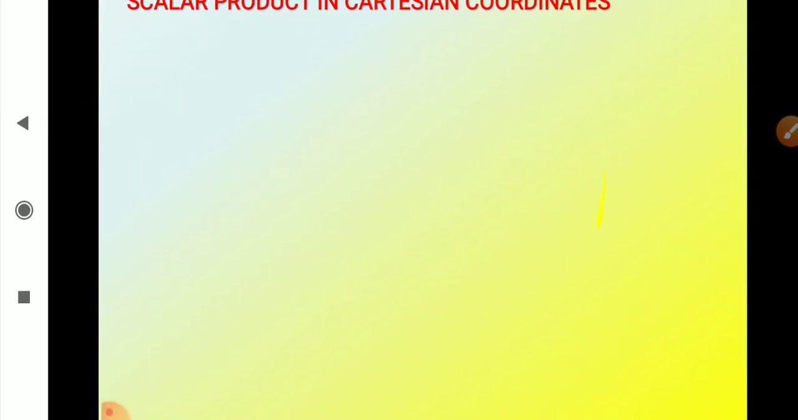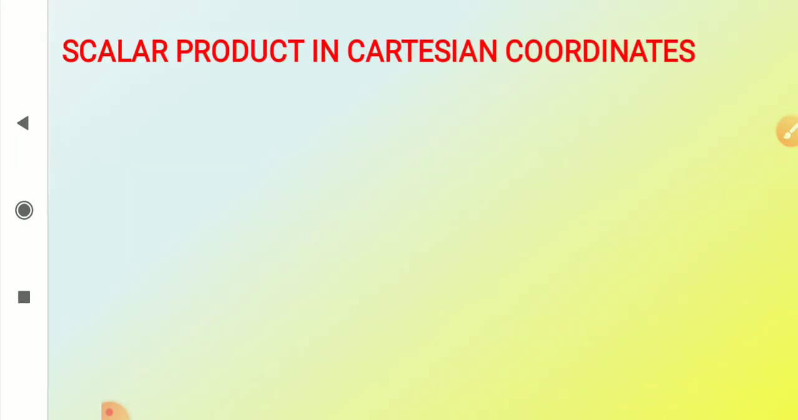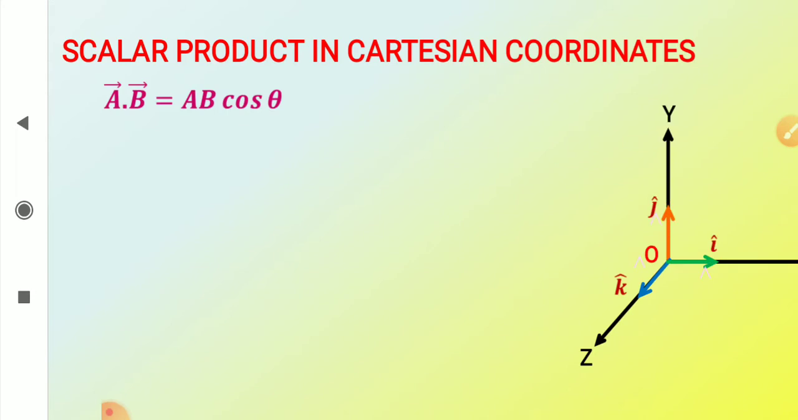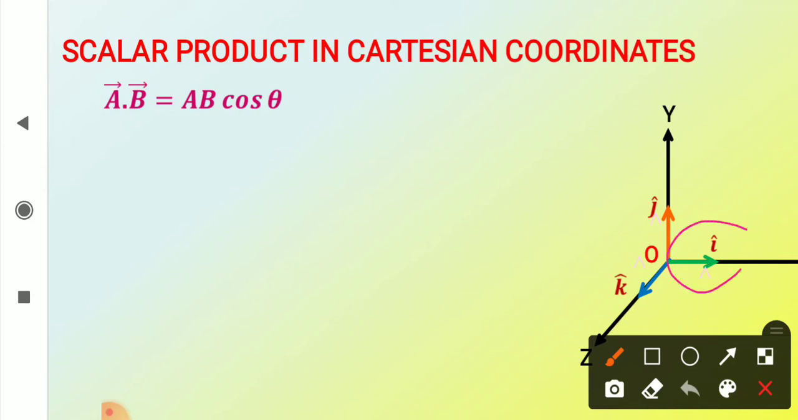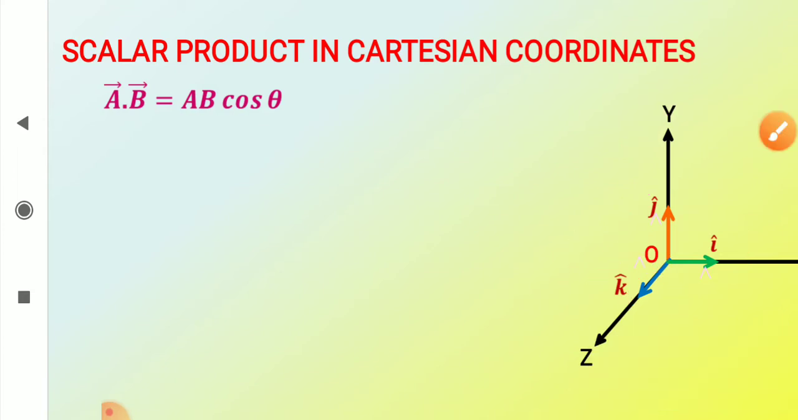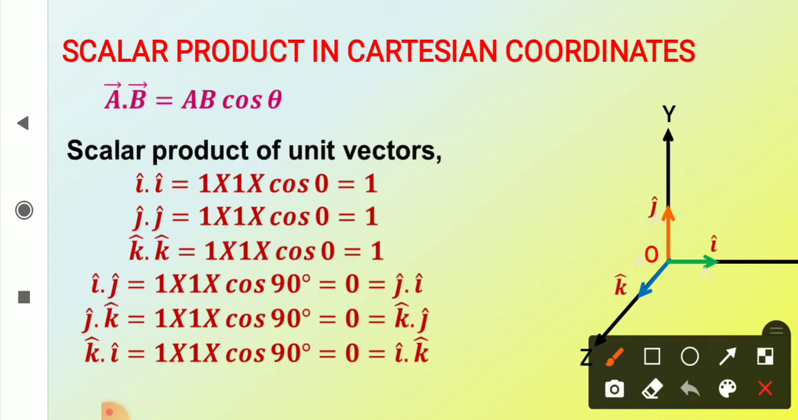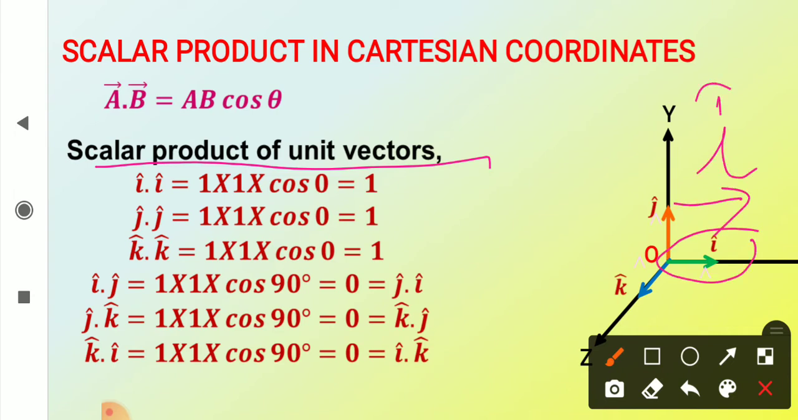And then scalar product in Cartesian coordinates. So you know this relation, A dot B is equal to AB cos theta. We have unit vector i cap along the x axis, j cap along the y axis, k cap along the z axis. First we will find the scalar product of unit vectors. The angle between i cap and i cap is 0, since they are parallel. That means i cap dot i cap will be magnitude of i, which is 1, so 1 into 1 into cos 0, which is 1.